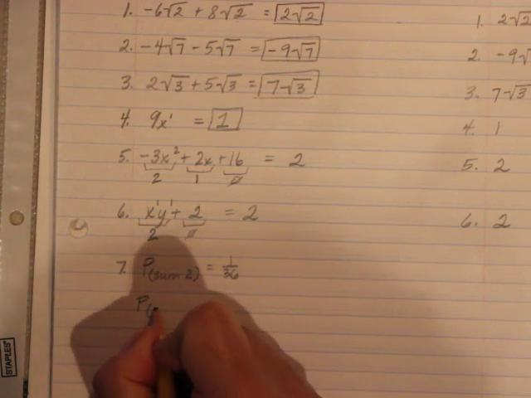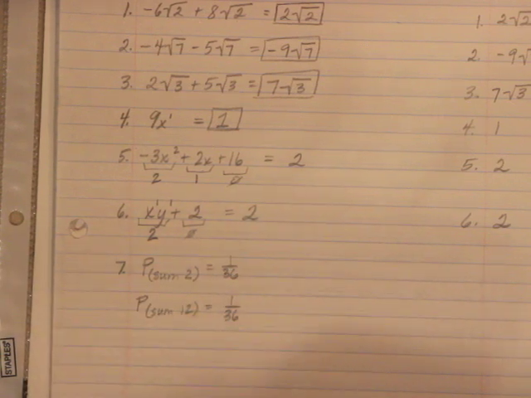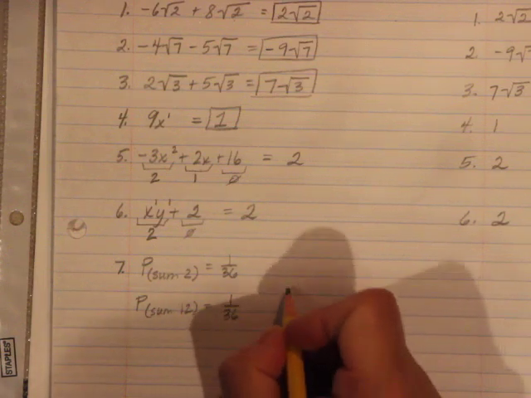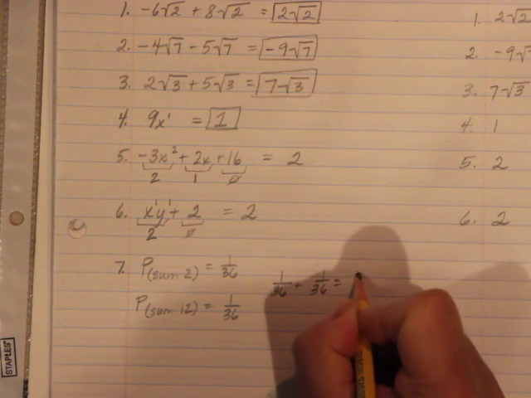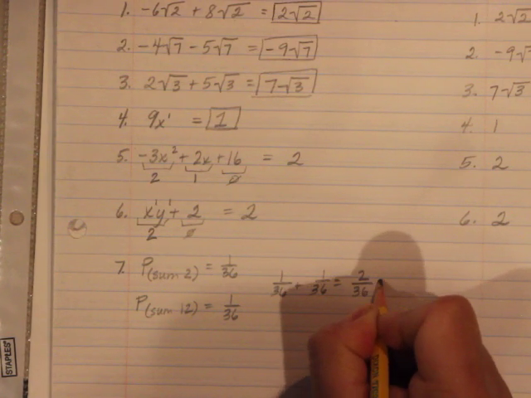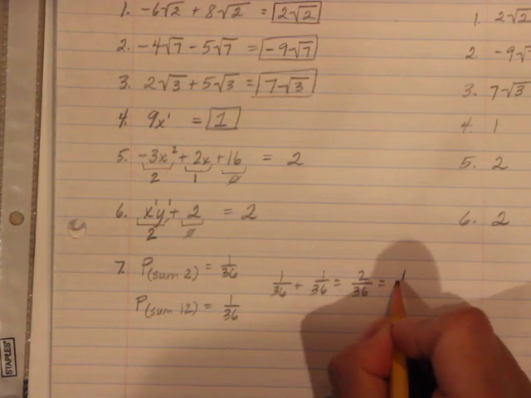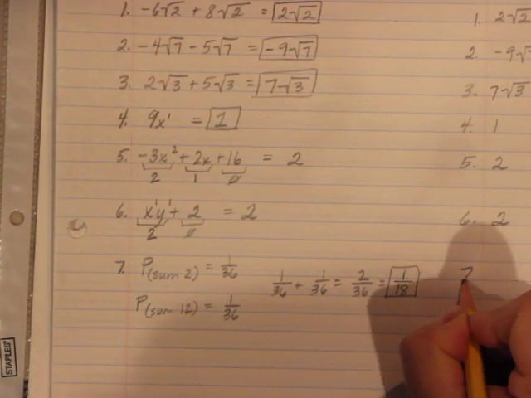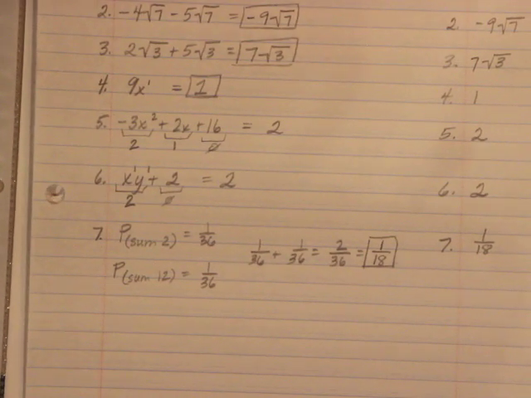And the probability of rolling a sum of 12 is also 1 in 36. So to get the probability of rolling one or the other, I add those two together. I get 1 in 36 plus 1 in 36, which gives me 2 in 36, which is going to reduce down here to 1 in 18. That's the answer. Okay, so for number 7, the answer is I have a 1 in 18 chance of rolling either a sum of 2 or a sum of 12 with 2 number cubes.